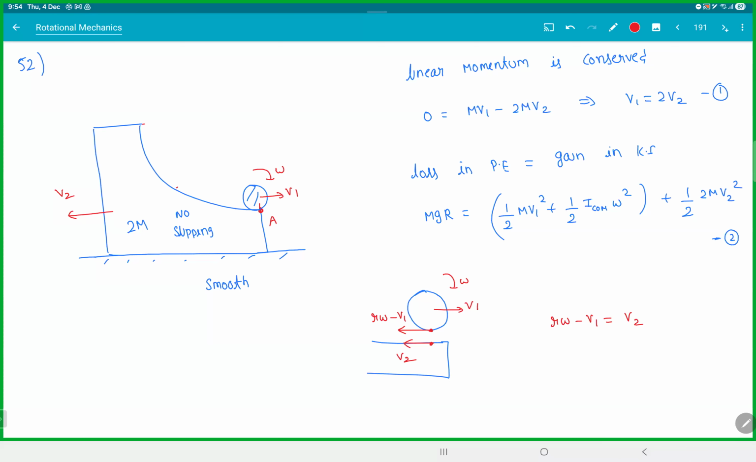And we know v1 is nothing but 2v2. This will become 2v2, that's 3v2. So v2 is equal to r omega by 3. Or you can substitute v1 also. So v1 will be 2r omega by 3. That's your no slipping condition. Clear with this? Now you got everything. So just substitute there and solve, you'll get the answer. This is your equation 3. Any doubts on this?